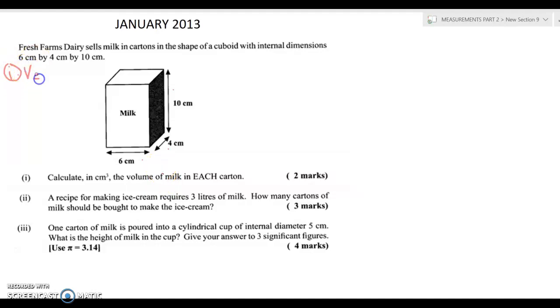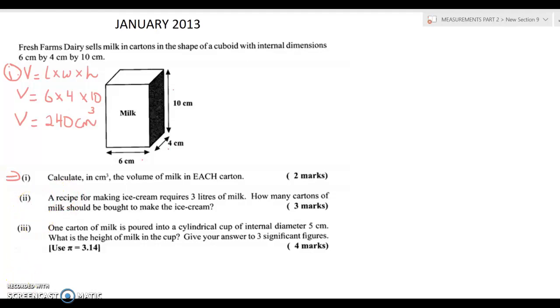So the volume, it's a cuboid. So just like the last question, length by width by height. So the volume would be 6 times 4 times 10. And 6 times 4 is 24. And 24 times 10 is 240. So it's really 240 cm cube. And that's part 1. Now let's look at part 2.